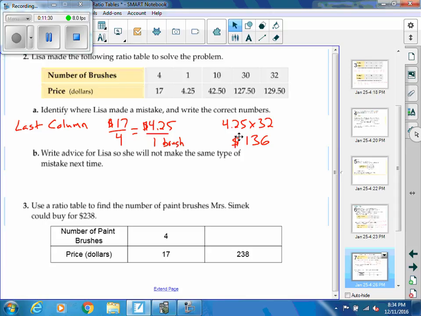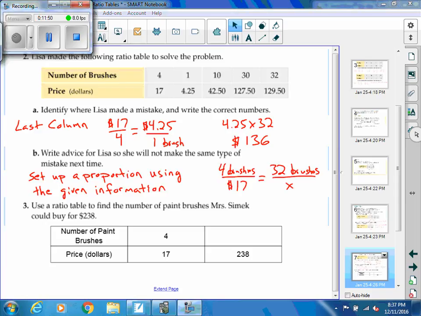So B, it says write advice for Lisa so she will not make the same mistake next time. So we're going to tell Lisa if she's going to add, she would need to add the price of 2 brushes to the price of 30 brushes. Okay, and that's not what she did. So what Lisa could have done is set up a proportion using the given information. So we know that 4 brushes cost $17, and we know that would equal 32 brushes over the cost of 32 brushes. She could have done the cross multiplication and figured that out.